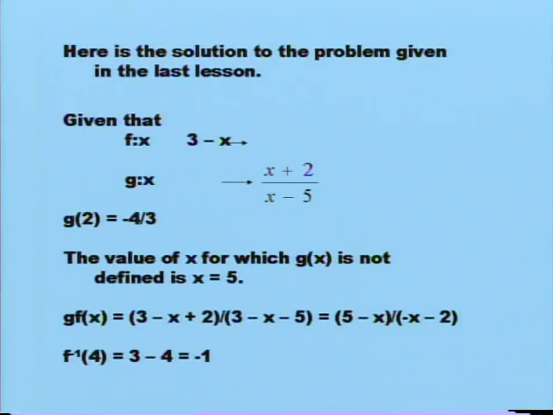Then we are asked to find f inverse of 4. F inverse of 4, if you recall, when you substitute 4 in the inverse, you will get minus 1. That is, f inverse of 4 is equal to 3 minus 4, which will give us minus 1.